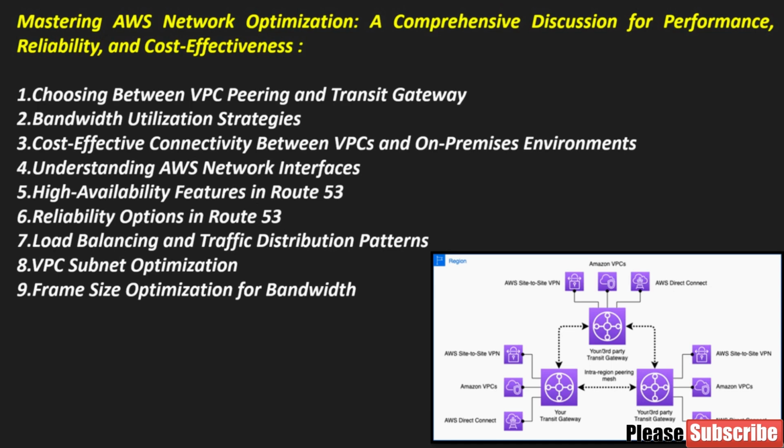So in conclusion, we can say mastering AWS network optimization is a multifaceted endeavor that requires a deep understanding of AWS services and their interplay. By carefully considering VPC architecture, bandwidth utilization, connectivity options, and high availability features, you can create a network infrastructure that delivers exceptional performance, reliability, and cost effectiveness for your applications too.